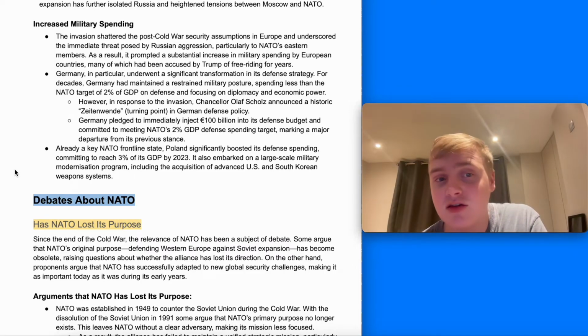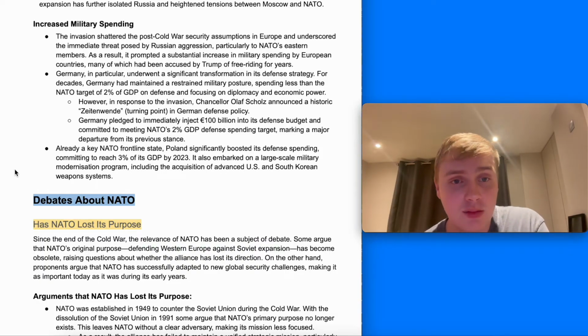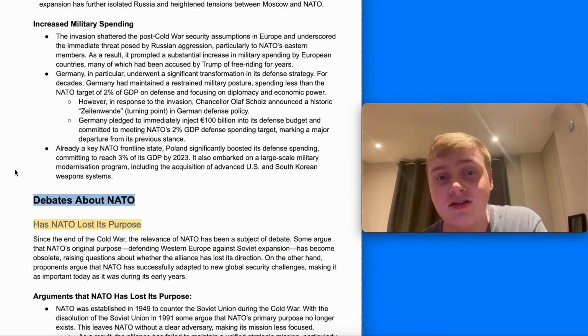So for decades, it maintained a restrained military posture, spending less than the NATO target of 2% of GDP on defence, and focusing on diplomacy and economic power, also actually getting a lot of energy in natural gas from Russia. But in response to the invasion, Olaf Scholz announced a historic turning point in German defence policy, pledging to inject 100 billion into its defence budget and committed to meeting NATO's 2% defence spending target. So it's a really big departure from its previous stance.